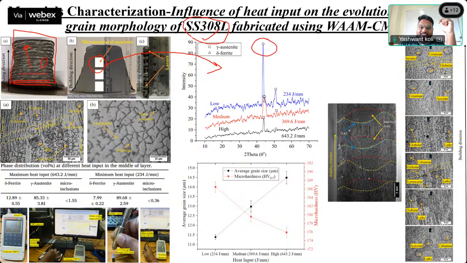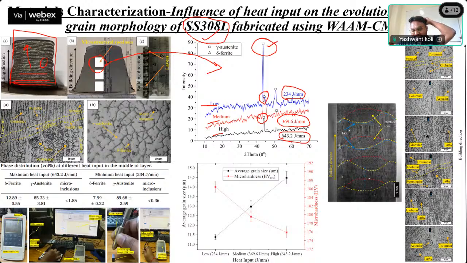You can see three samples we have fabricated: low heat input, medium heat input, and high heat input. These are three XRD graphs, and the heat input values are visible here: 234 joules per mm, 369, and 643. For the different heat inputs we have checked the XRD. You can see this box is gamma austenite, and you can see some traces of delta ferrite also.